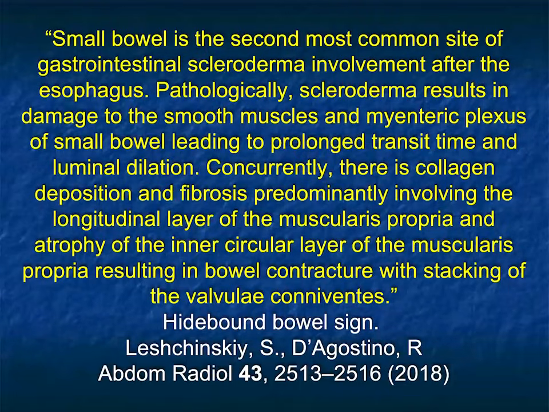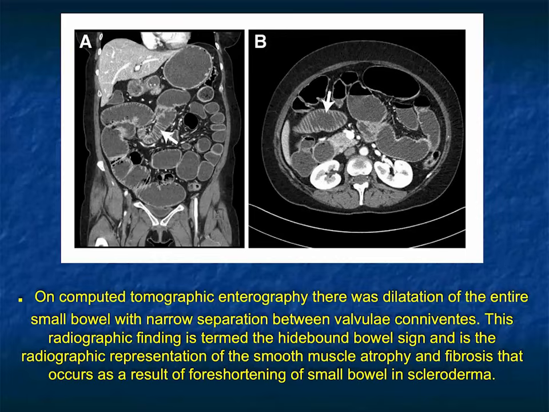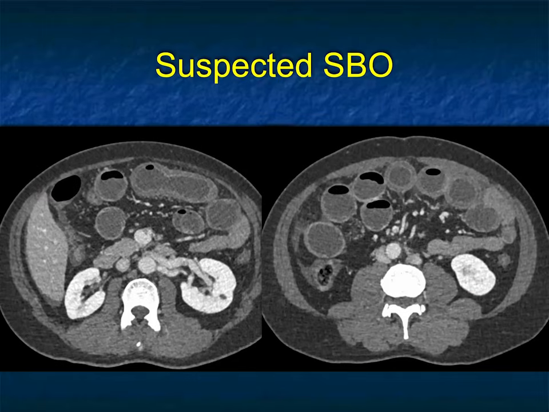We commonly see dilated small bowel without obstruction in scleroderma, but here's an example of where there's focal thickening and a transition, and this was scleroderma. And this is from the original article showing you how similar it is to the case we are showing you today. Now, another case, suspected small bowel obstruction.